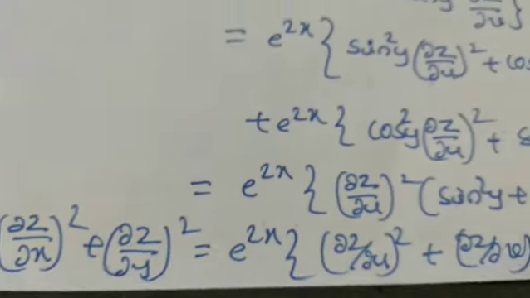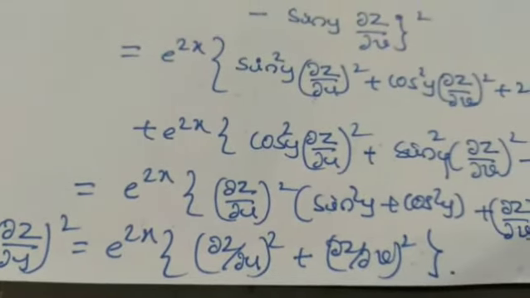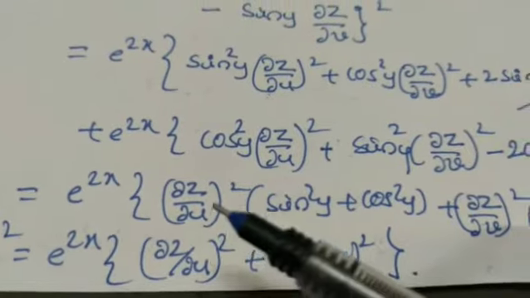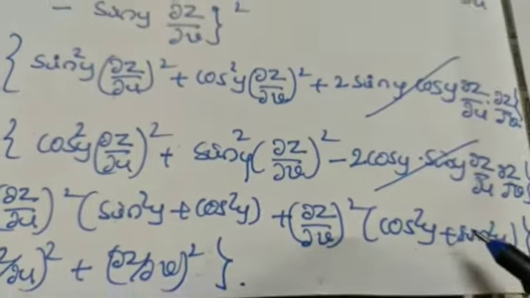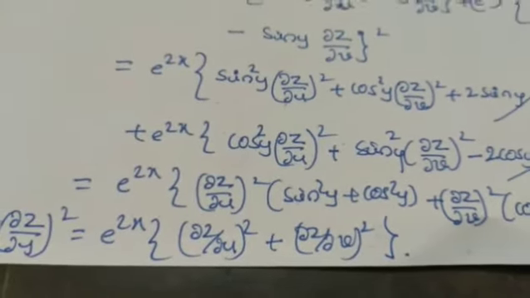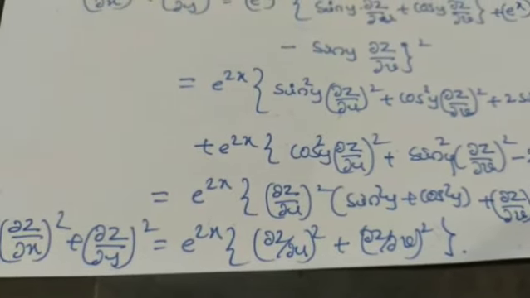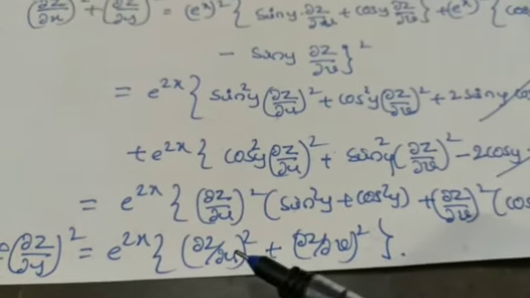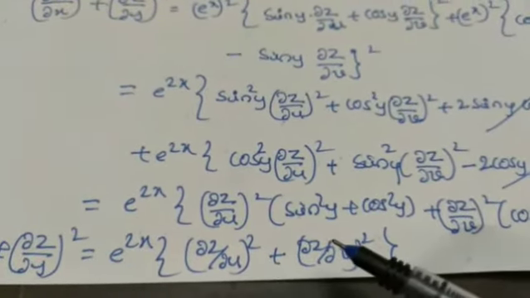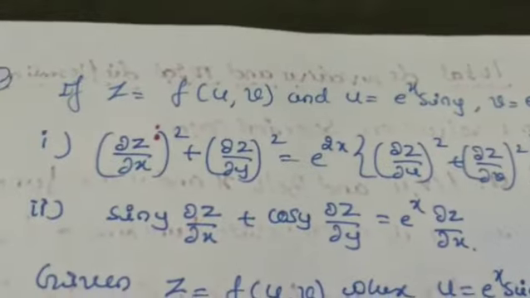So this implies here (dou z by dou x) whole square plus (dou z by dou y) whole square is equal to e raised to 2x into (dou z by dou u) whole square, and this is 1, plus (dou z by dou v) whole square, and it is also 1. This implies (dou z by dou x) whole square plus (dou z by dou y) whole square is equal to e raised to 2x into ((dou z by dou u) whole square plus (dou z by dou v) whole square). This is the result we have proved first one.